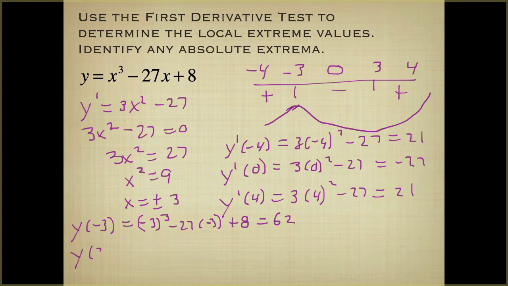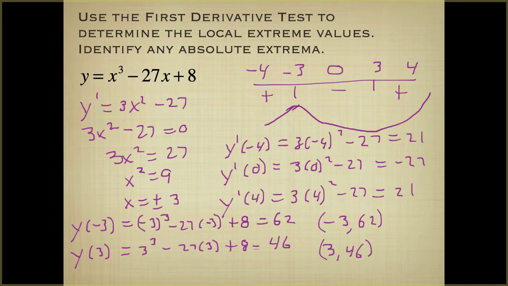When you do y of 3, you plug it in, and when you evaluate this, you'll get an answer of negative 46. So we have the points (negative 3, 62) and (3, negative 46). If you look at your graph, we're increasing from negative infinity all the way to negative 3. This is a local max.